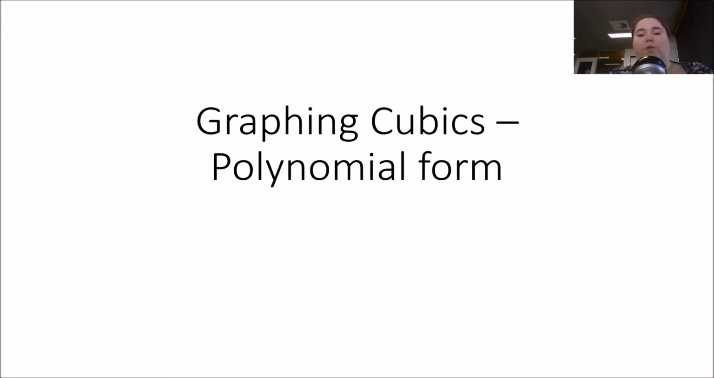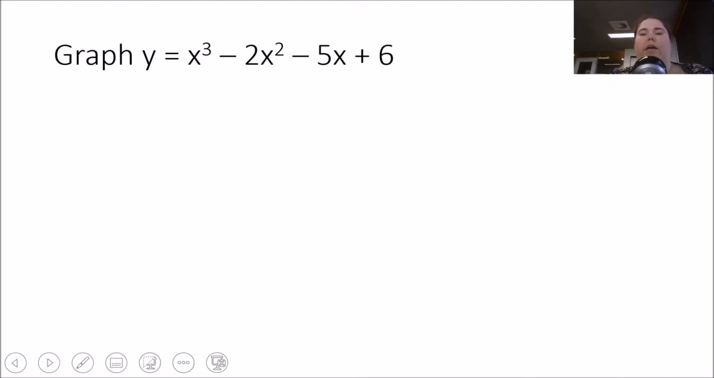Graphing in polynomial form. Now this is where we bring absolutely everything together. So here I have a polynomial and I'm like, crap, they've asked me to graph it. What am I going to do? This is a long process, so buckle up.